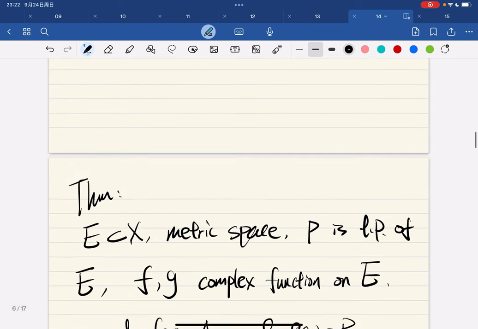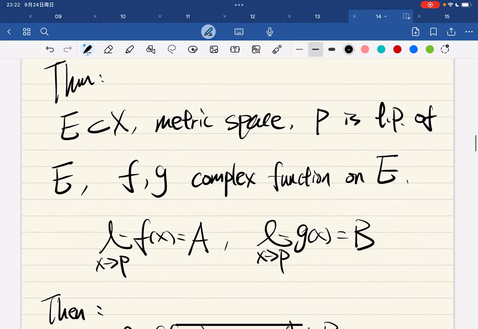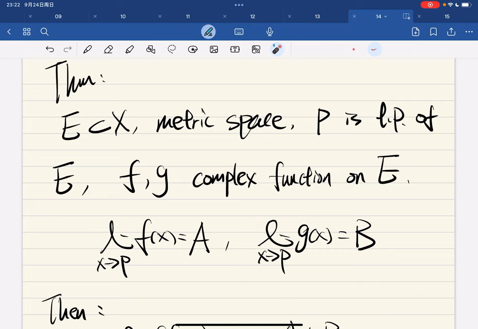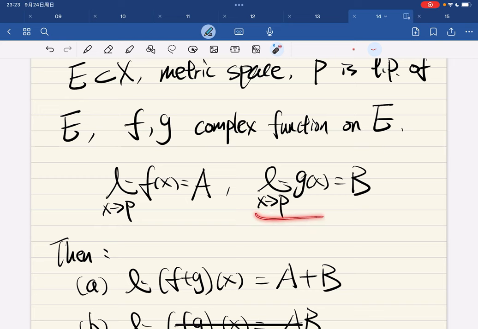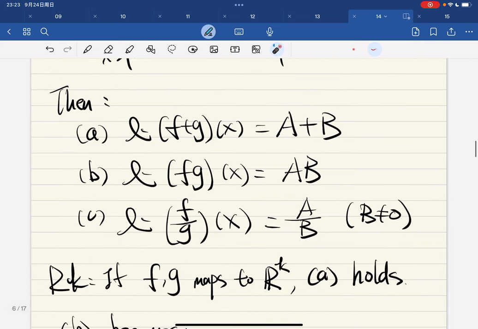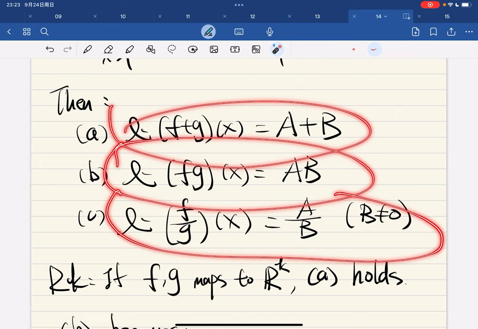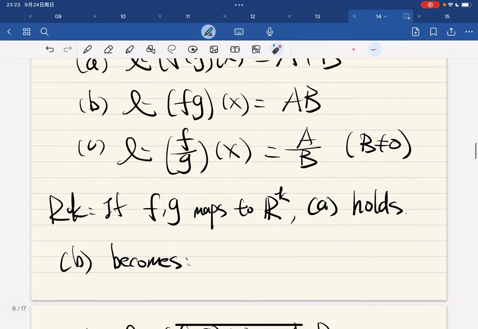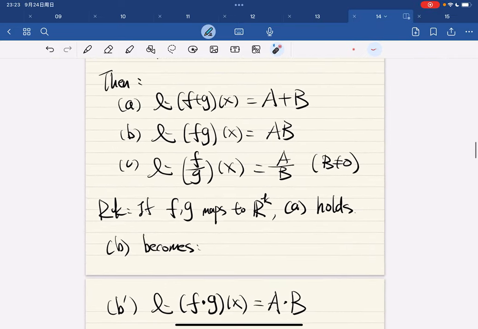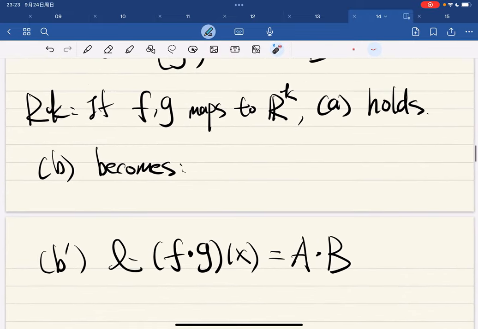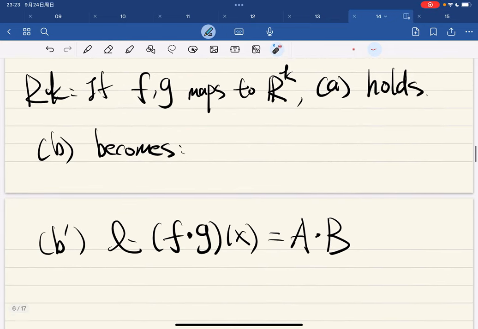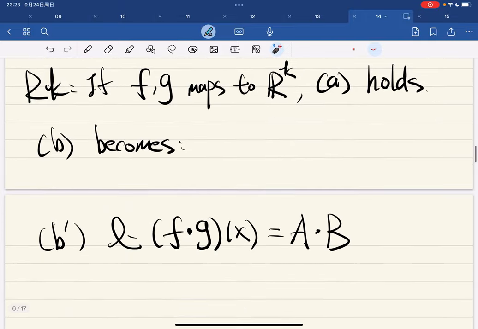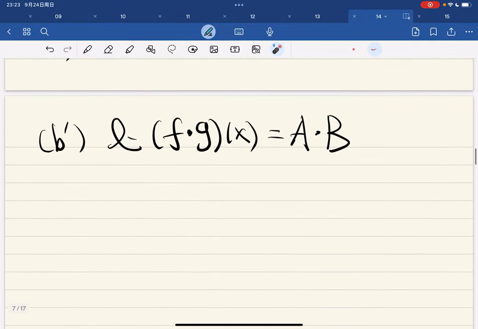So for this: if E, a subset of X, is a metric space, p is a limit point of E, and f, g are complex-valued functions such that the limits exist, then the addition, multiplication, and division of limits holds. And also, if f and g map to R^k, then part A holds, while B becomes the dot product version.